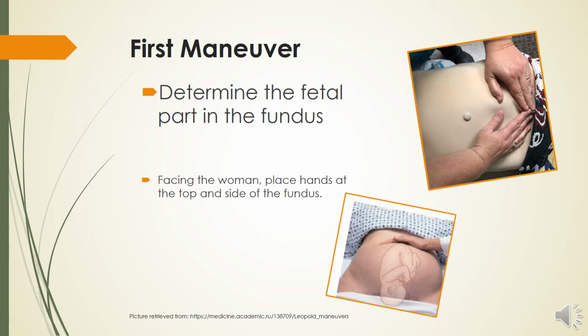For the first maneuver, we will want to determine the fetal part in the fundus. As you recall, the fundus is the top part of the uterus. So while you're facing the woman, place your hands at the top and side of the fundus. Be sure to note the size, consistency, and shape of the fetal part that is in the fundus. Think about what you're feeling as your hands are on her abdomen. Is it round and smooth like a fetal head?